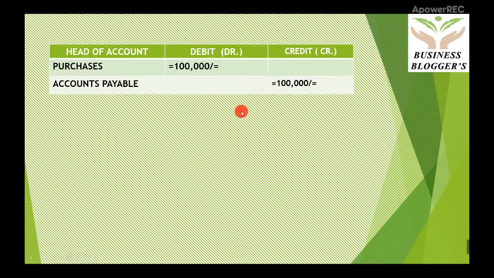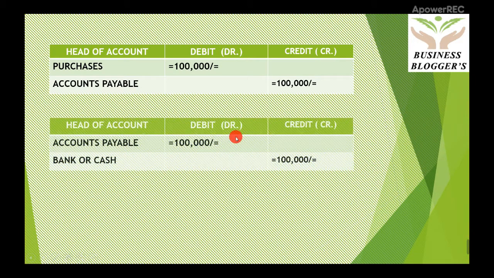and if we record it the first time in our accounting, it should be credit as per debit credit rules. After a few days or weeks, if we make a payment to our supplier, then these accounts payable will be debit with an amount of 1 lakh rupees. That is the rupee currency. And if you make a payment from bank, then bank account will be credit, and if you make a payment from cash account, then cash account will be credit.